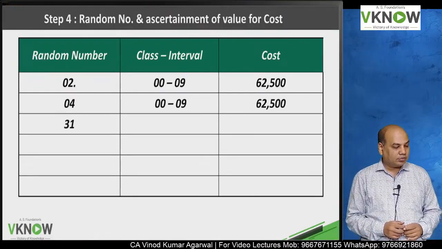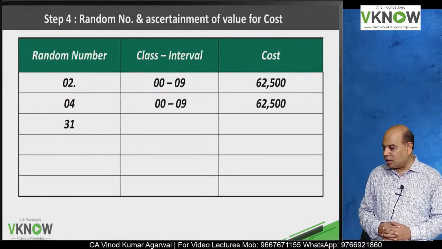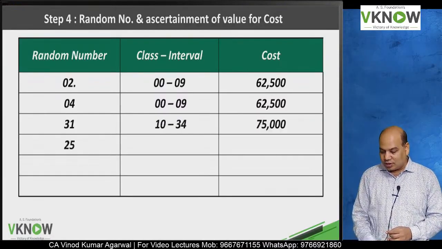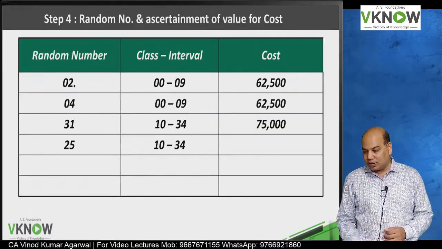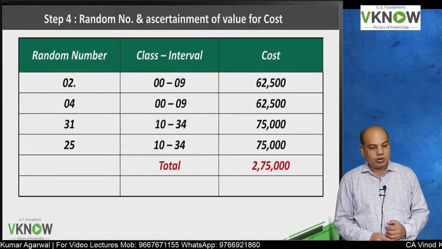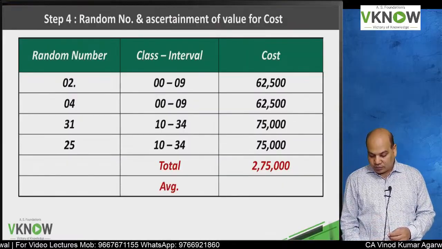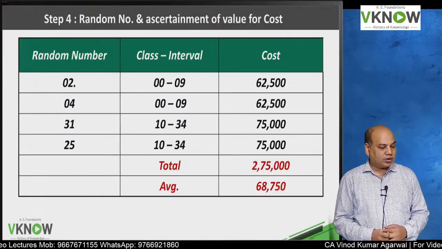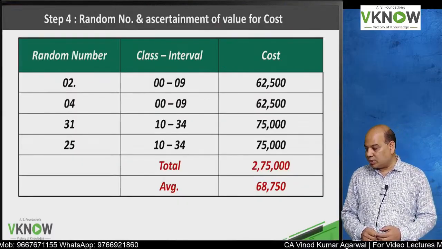You will reply now. What is the class interval for this? One student has replied 10 to 34. Very good. And the cost is 75,000. Next 25. Same answer. Total cost in 4 runs. They are called runs or trials. So the answer is 2,75,000 and the average is 68,750.